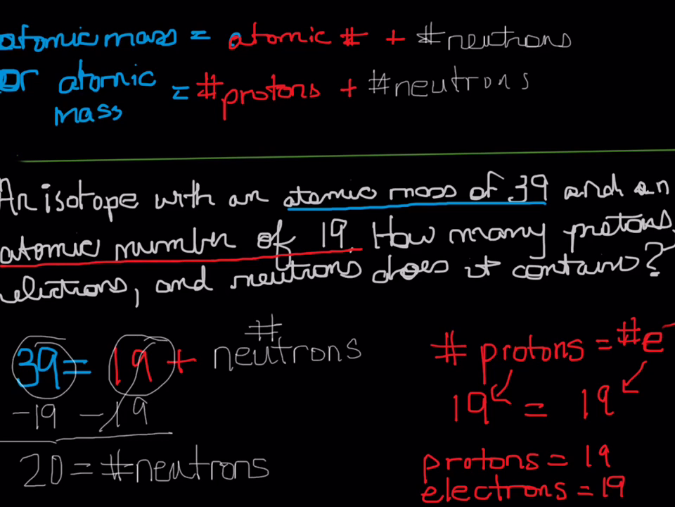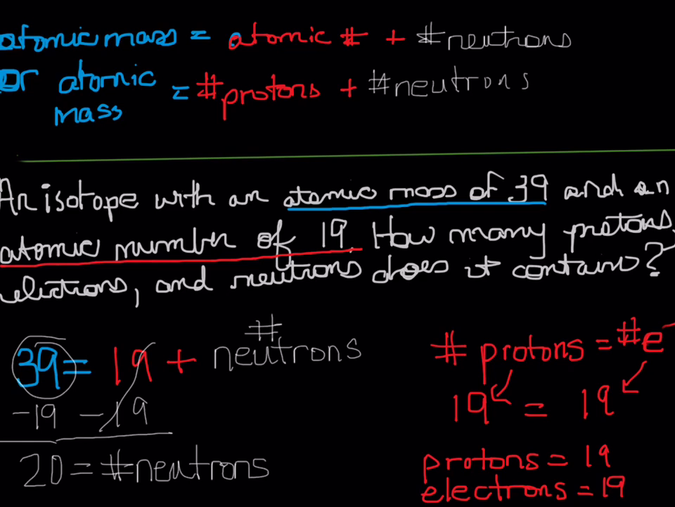So we set this up in just a simple algebraic expression. 39, the atomic mass, equals the atomic number plus the number of neutrons. I need to subtract off this 19, so I have to subtract it from both sides. And when I do, I get the number of neutrons being 20 there.